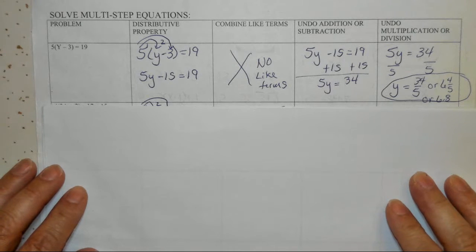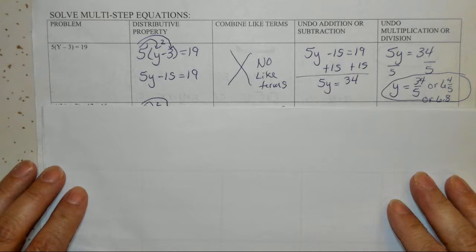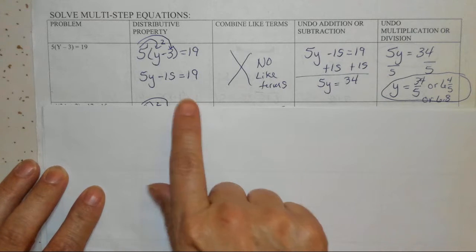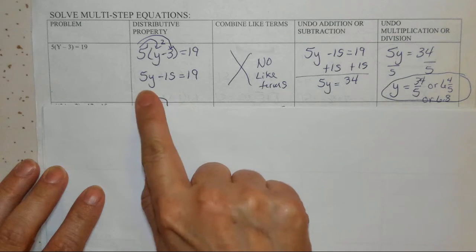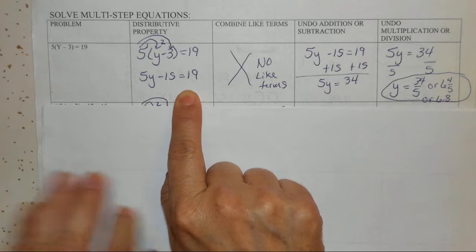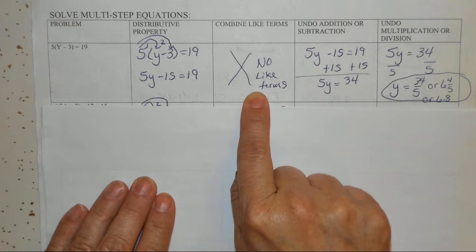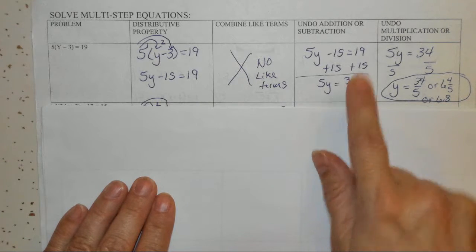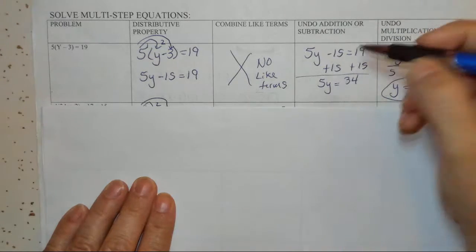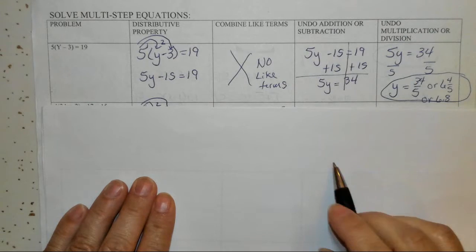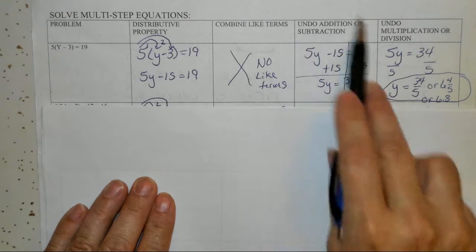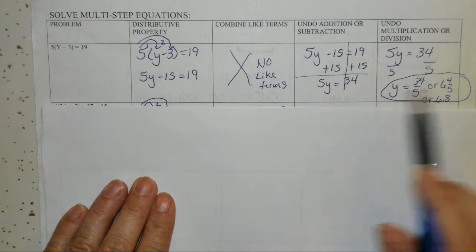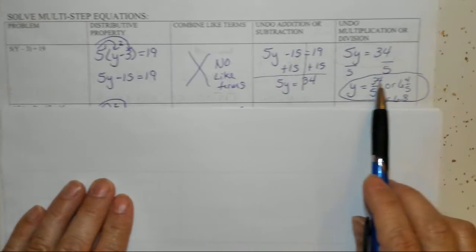Okay, here is a picture of what happens in the first example. Check your first box. You did the distributive property. This is what you end up with. There were no like terms. Then we cleared the constant, working on both sides of the equal sign. So we flipped over to the undoing part here. And then we divided both sides by 5.